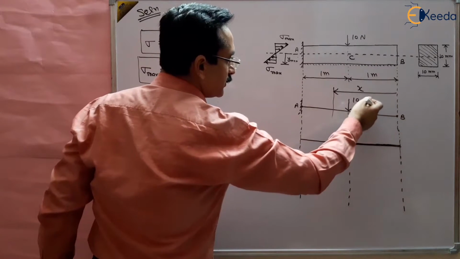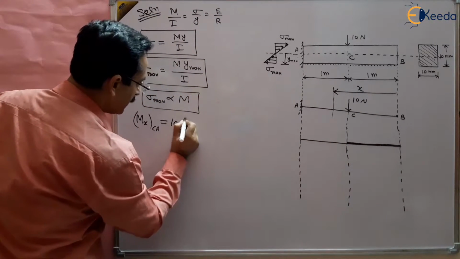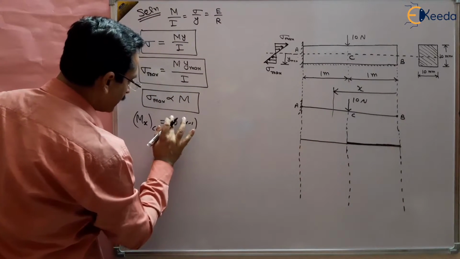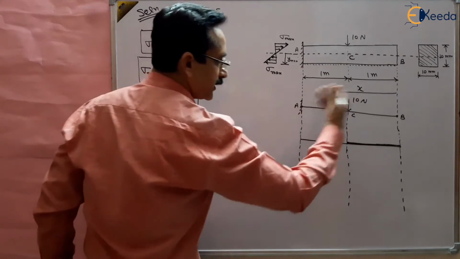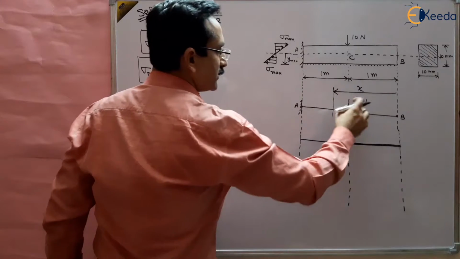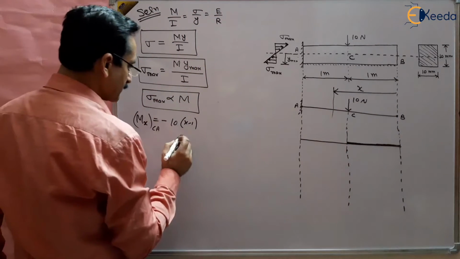If we are taking from the free end, that should be equal to 10 multiplied by x minus 1. So this is 10 multiplied by x minus 1, and that will be negative, because according to our sign convention it is a negative force on the right side, right? Negative. So 10 multiplied by x minus 1. So this is the linear variation, negative direction, right?